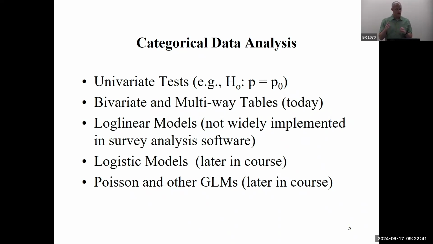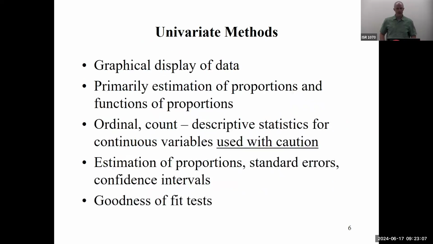If we're trying to develop a regression model for a variable that captures a discrete count of how many times events have occurred, we'll think about Poisson models or negative binomial models, other types of regression models that we can use specific to that type of dependent variable. So our primary focus today is going to be on univariate and bivariate analyses, and that will lead us into discussion of regression. So if we think about univariate methods, again, graphical display is very important.